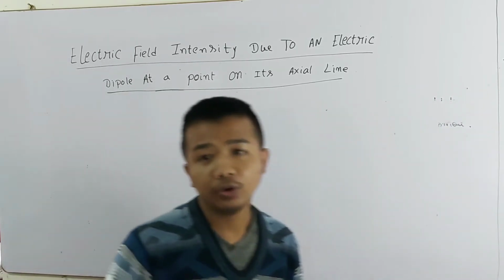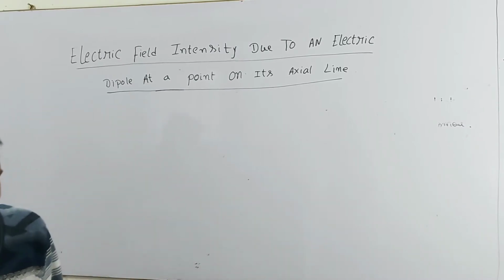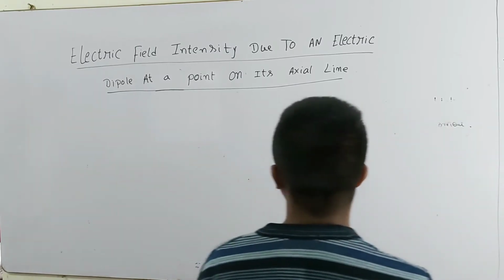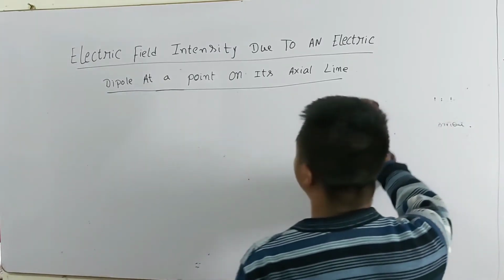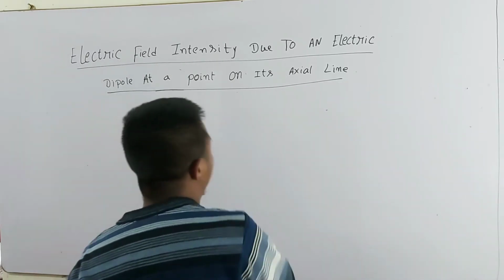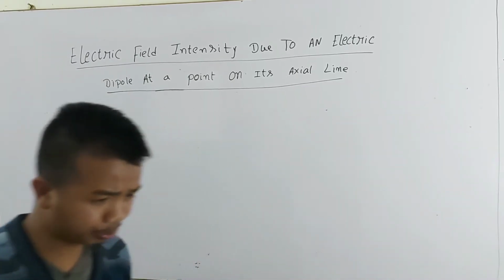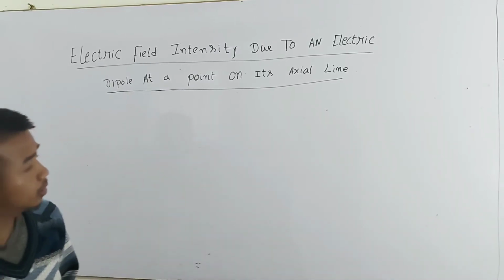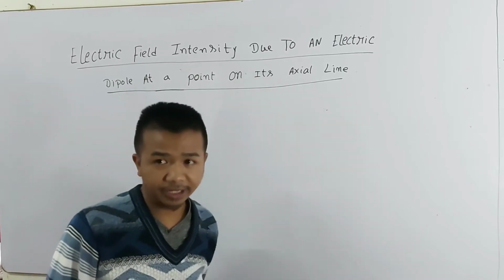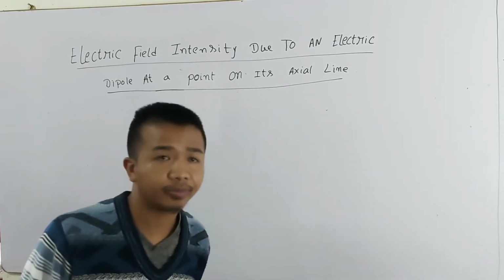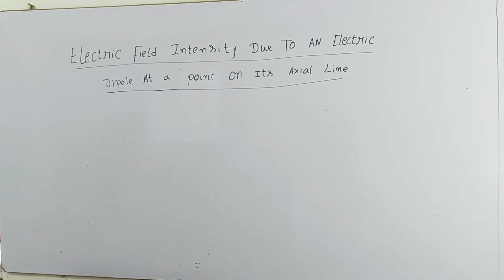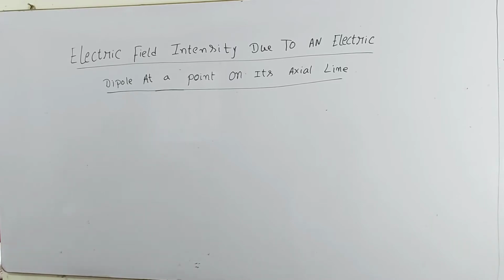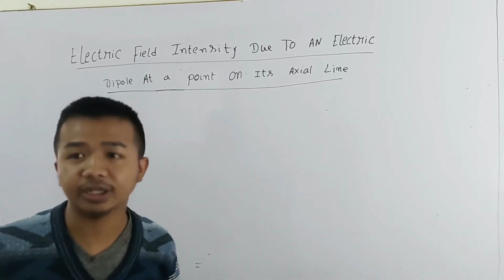So now we have an idea about electric dipole and electric dipole moment. Let us discuss the electric field intensity due to an electric dipole at a point on its axial line. So first of all, let us know the meaning of the axial line. So what is an axial line? A line passing through the positive and negative charge of the electric dipole is called the axial line of an electric dipole.